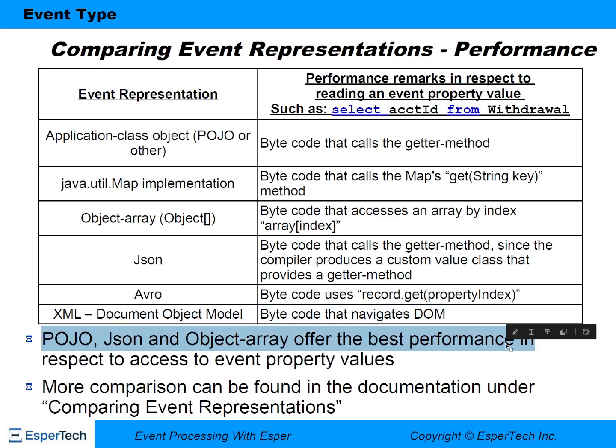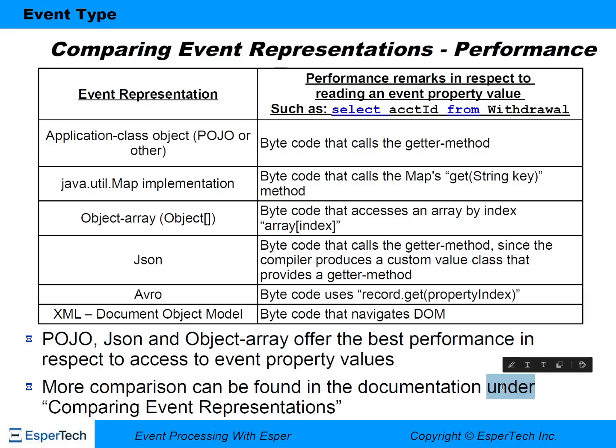POJO, JSON and object array offer the best performance with respect to access to event property values. More comparison can be found in the documentation under comparing event representations.